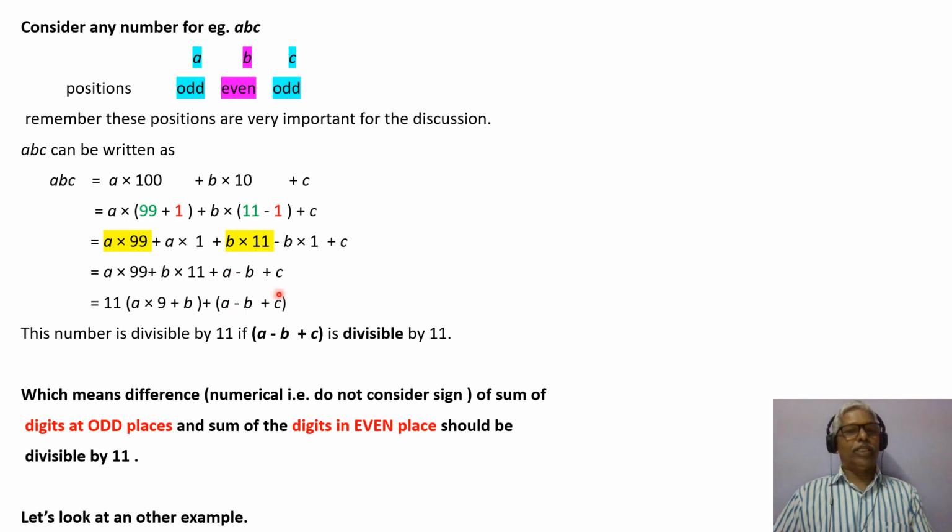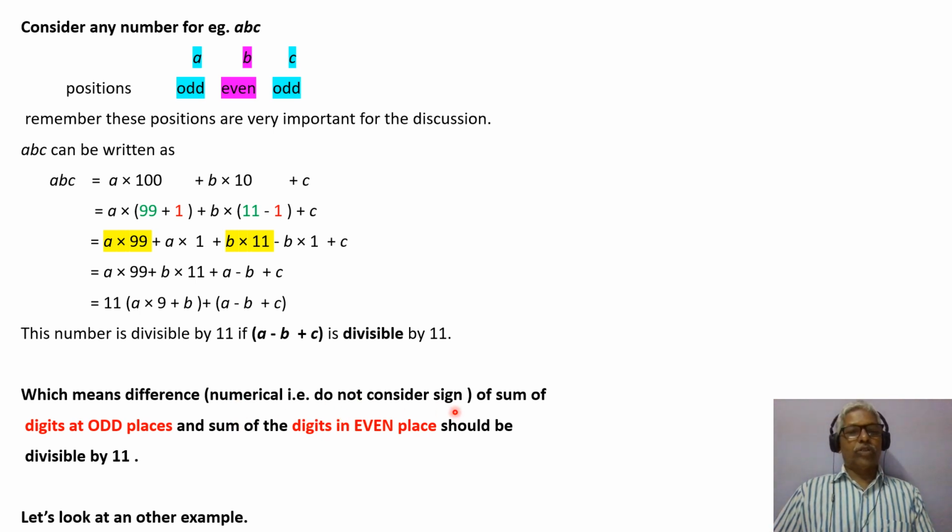And what is A minus B plus C? A is odd, B is even, and C is odd. Okay. So we have added odd terms and subtracted even terms. Okay. Now you will see some rule under this. This number is divisible by 11 if A minus B plus C is divisible by 11. Okay, if this is divisible by 11, then the whole number will be divisible by 11. Okay, which means the difference, this is a very important statement here.